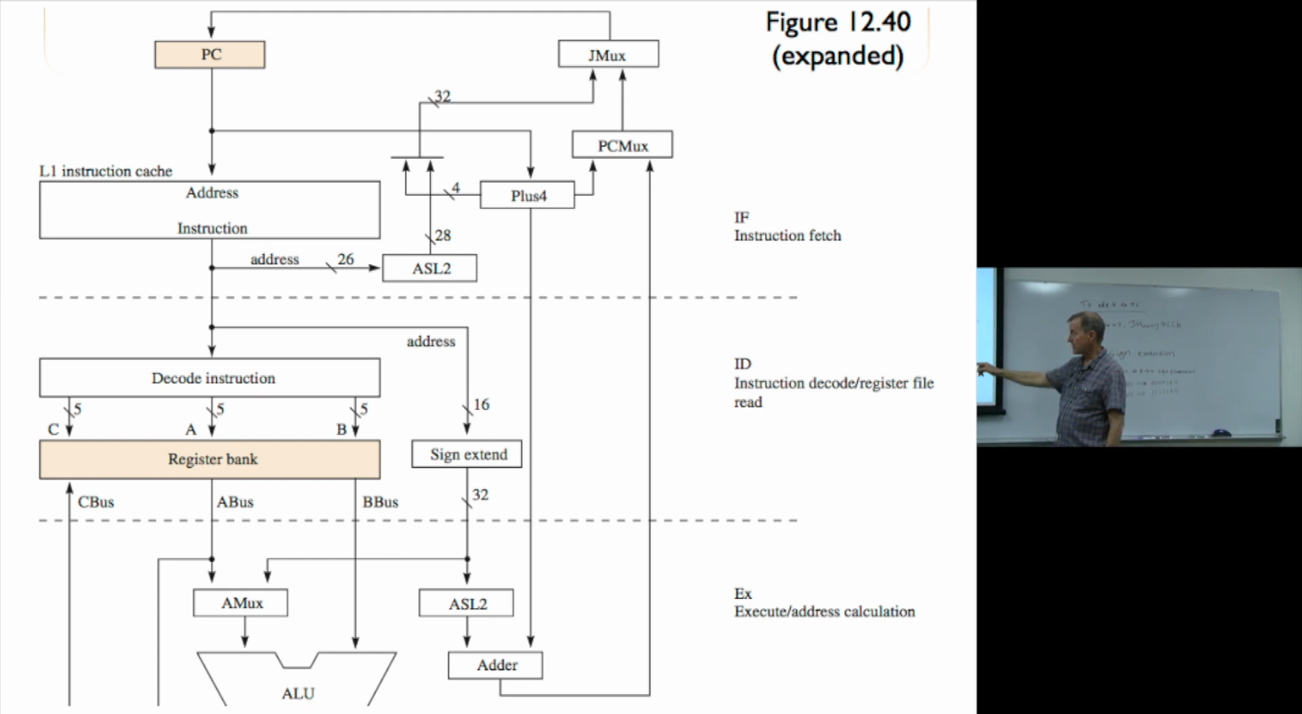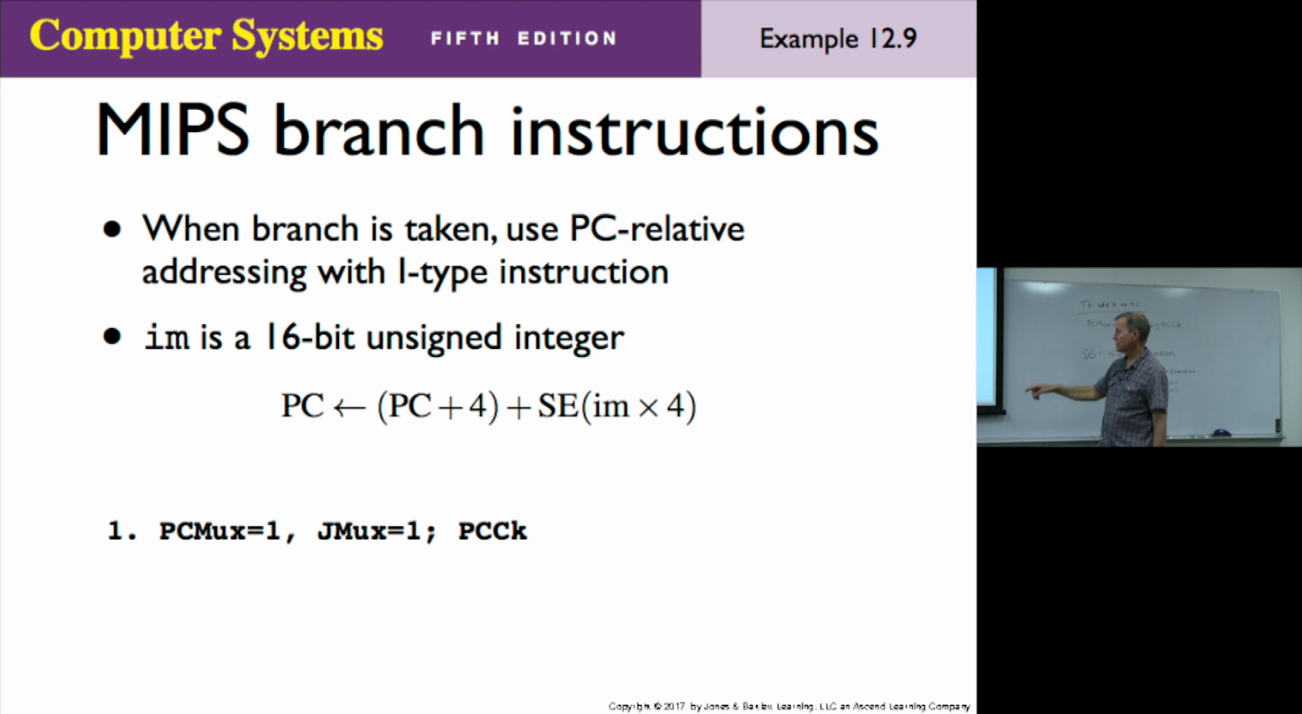That's because, same reason as before. And then there is a special purpose adder here, a 32-bit adder, that then goes through the PCMux and the JMux to the PC. So all we have to do is set PCMux to what to get that into the PC? We set PCMux to what? Can you tell here on figure 12.40? 1, and JMux to 1. So is that what it said? Yeah, sure enough. PCMux 1, JMux 1, PCCK.